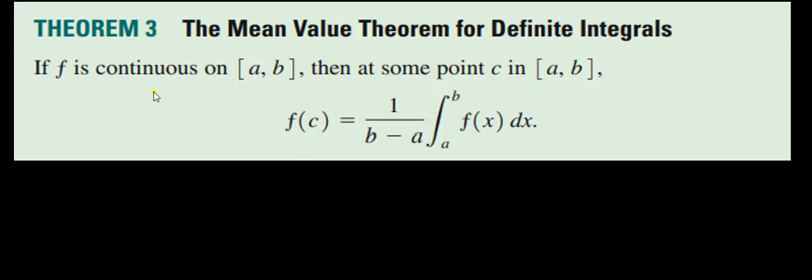And that leads us to Theorem 3, the mean value theorem for definite integrals. If f is continuous on a to b, then at some point c, which is an x value in a to b, f of c is equal to 1 over b minus a times the integral of f of x from a to b. And we just talked about how to find the value of c.